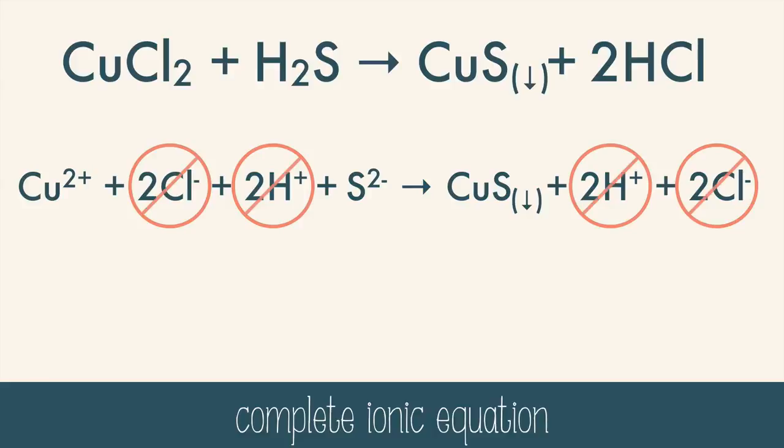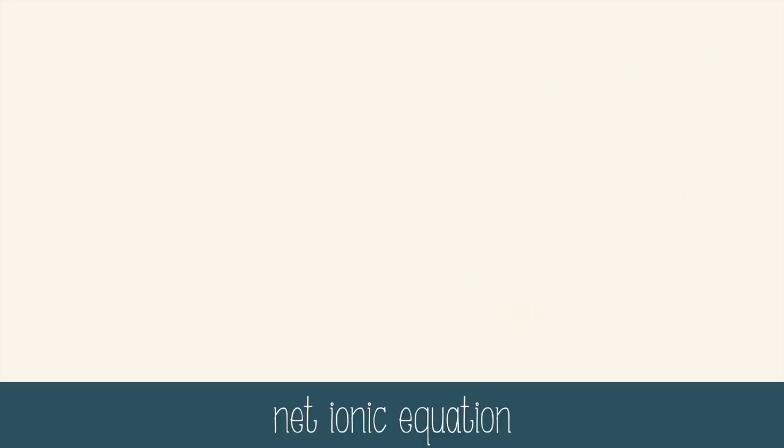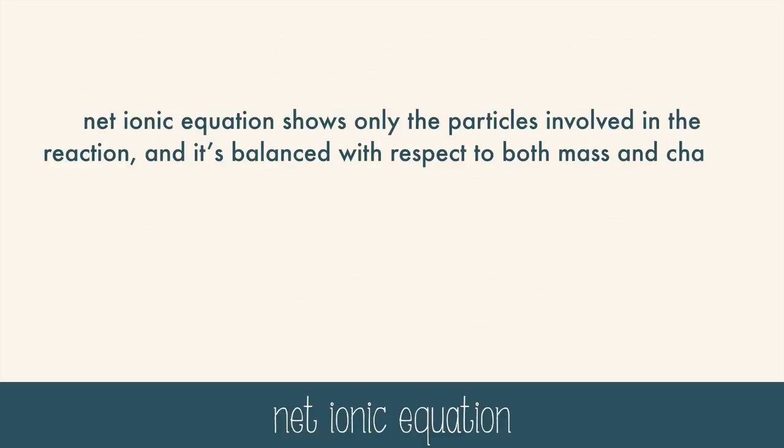If we cross them out, we can clean up the equation, and we get a net ionic equation. The net ionic equation shows only the particles that are involved in the reaction, and it's balanced with respect to both mass and charge. So here we have 1 copper atom and 1 sulfur atom on both sides of the equation, and the 2 plus and 2 minus charges add up to 0. And there's 0 on the other side of the equation. So this is a balanced net ionic equation.